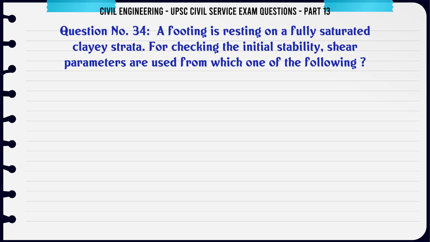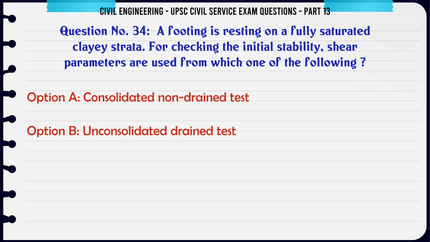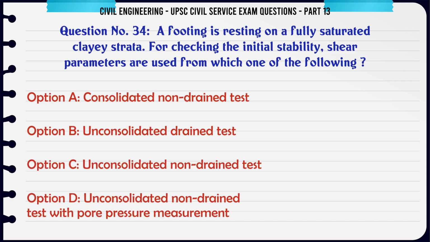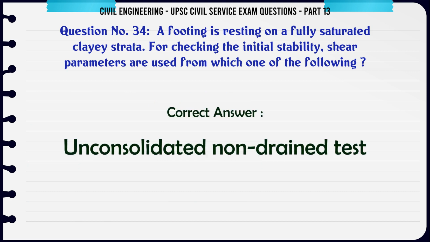A footing is resting on a fully saturated clayey strata. For checking the initial stability, shear parameters are used from which one of the following? A. Consolidated non-drained test. B. Unconsolidated drained test. C. Unconsolidated non-drained test. D. Unconsolidated non-drained test with pore pressure measurement. The correct answer is unconsolidated non-drained test.